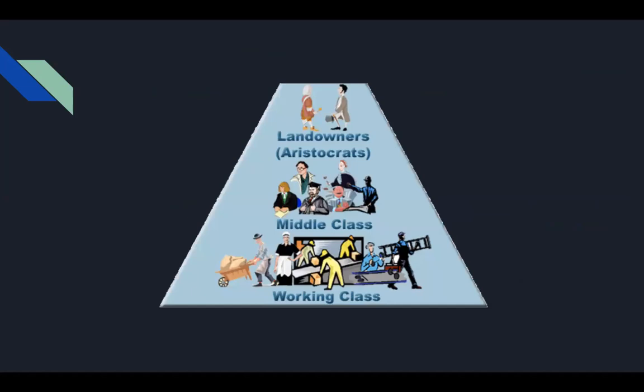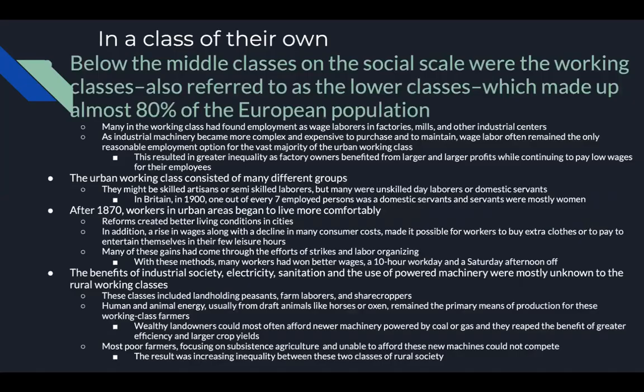So you got landowners or aristocrats, you got the middle class, and you got the working class, who we're going to talk about right now. The working class, below the middle classes in the social scale, were also referred to as the lower classes, which made up almost 80% of the European population.